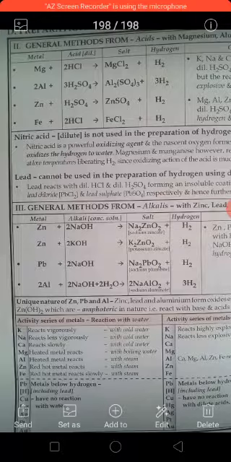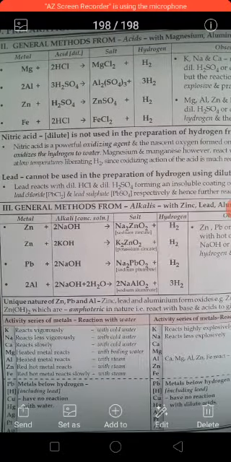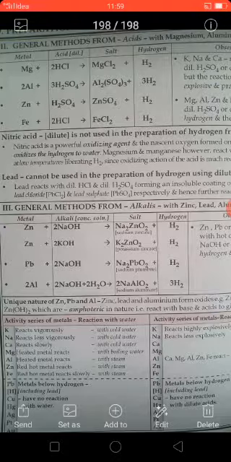And zinc reacts with H2SO4 to form zinc sulfate. Iron reacts with HCl to form iron chloride. Whichever reaction is given for sulfate, you can write it for HCl, and whichever is given for HCl, you can write it for H2SO4. That we did already. Okay, so that is the reaction of metals with dilute HCl and dilute H2SO4 to release hydrogen gas.